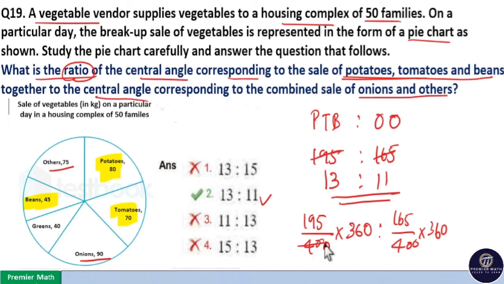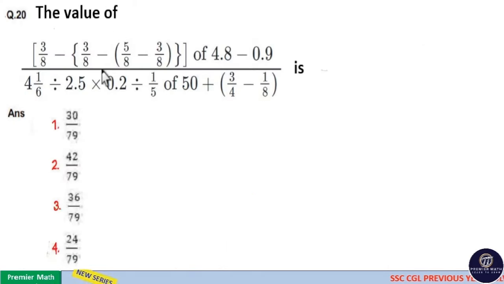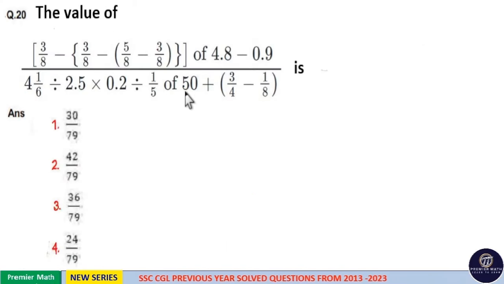Now this 400 and 360 cancel each other. So your ratio will be 195 is to 165. Find the value of the following. Here, simplify it using the BODMAS rule. Now first solve the bracket.